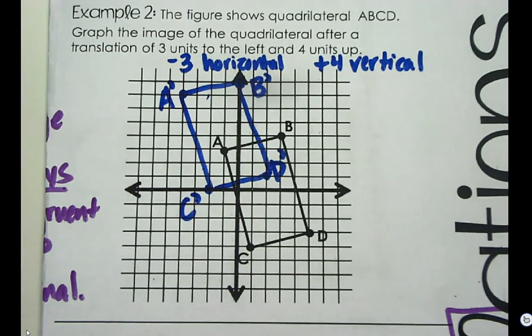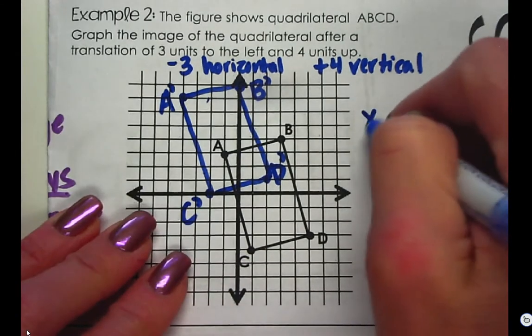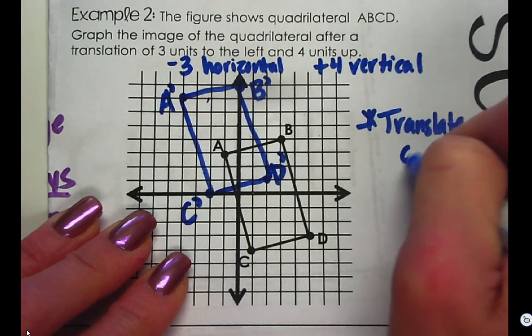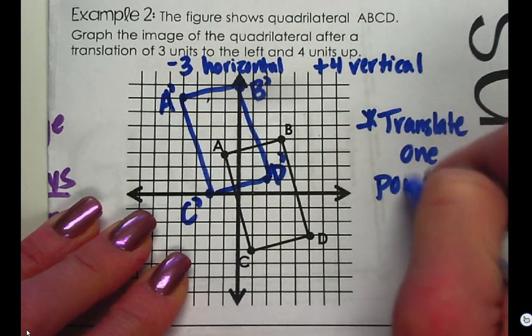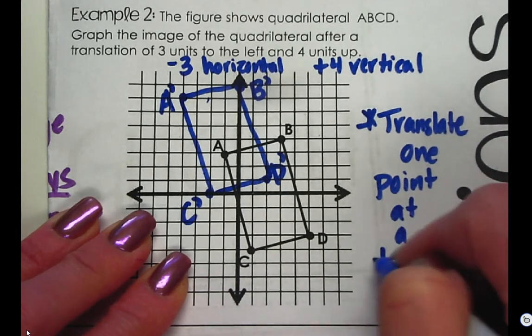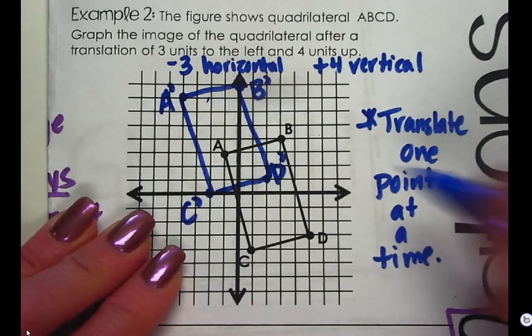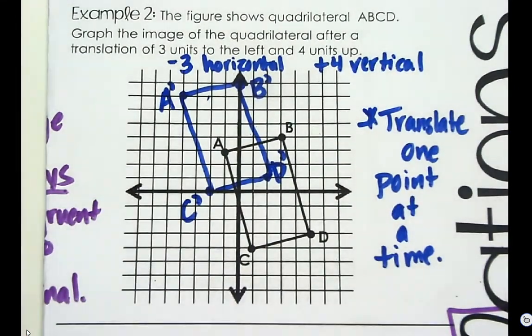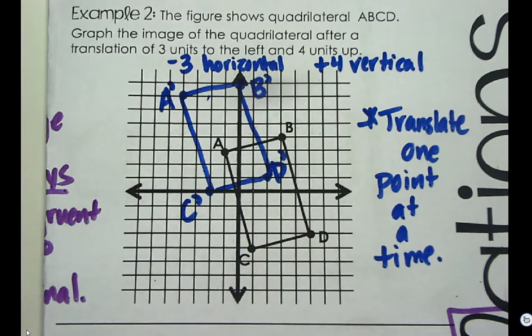Any questions so far on translating shapes? The big idea with this is to always translate one point at a time. Don't try to translate the whole shape, because that's when those errors are going to happen. You're having to count on a grid. Don't try to translate one point and then move all the other ones over. Do one at a time.